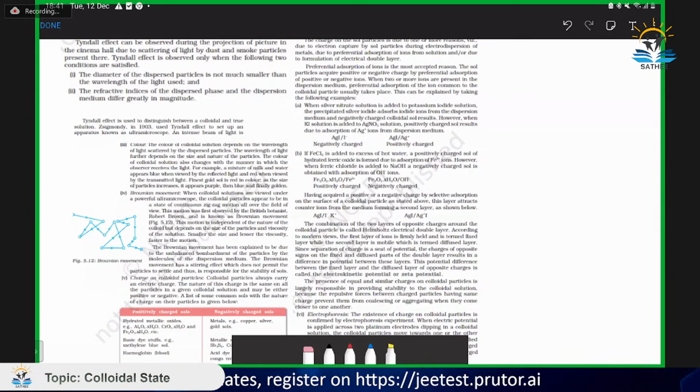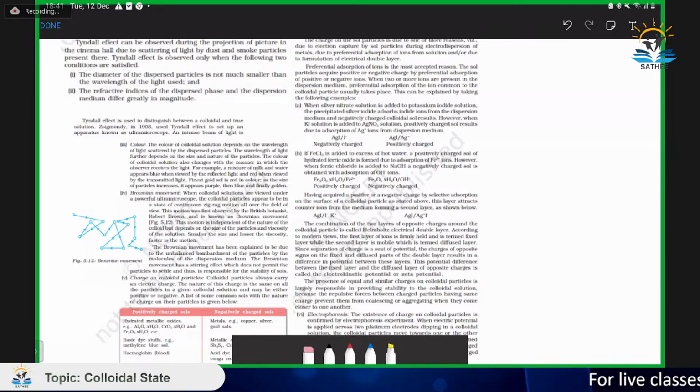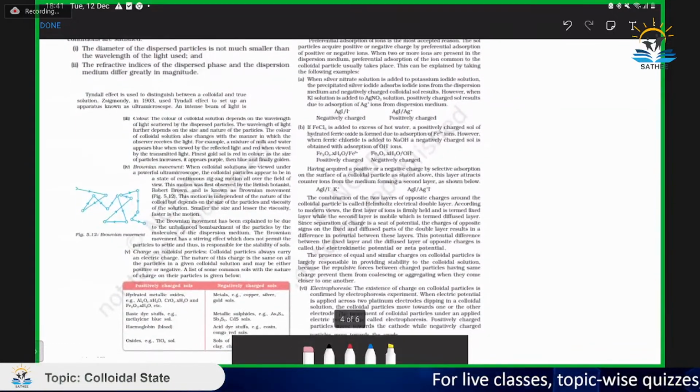It's not in the NCERT, but Brownian movement also explains the magnitude of forces between the dispersed phase particles, a rough value, which is completely not required right now. Charge on colloidal particles.